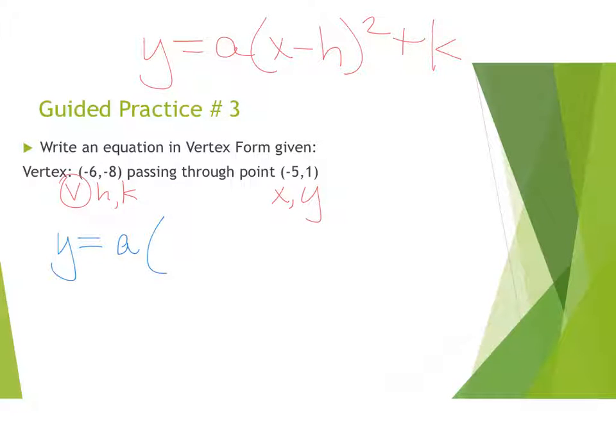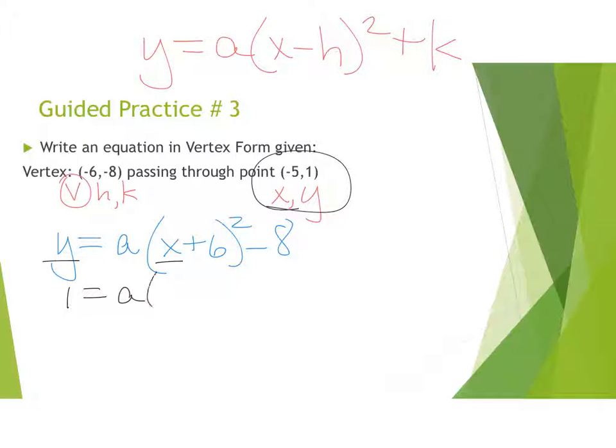Write your equation with your h and k in there is always a good start. So x minus h would be x plus 6, quantity squared, minus 8. Now we'd like to plug in the x and y that we have also, and we have everything so that we can solve for a. 1 equals a times -5 plus 6, all squared, minus 8. Please do correct order of operations. Once again, be very careful about that.